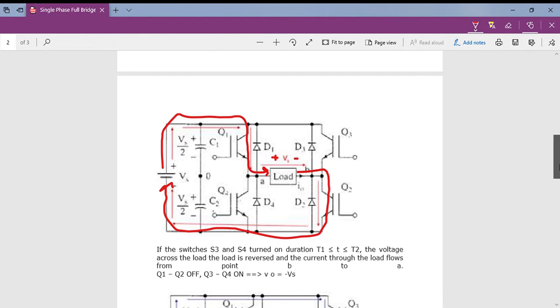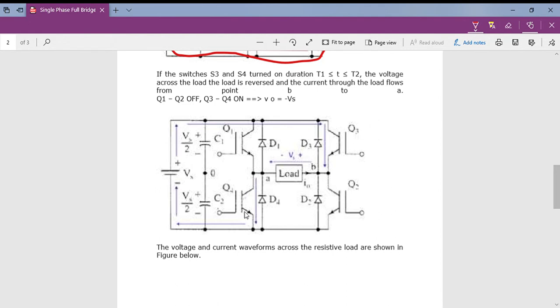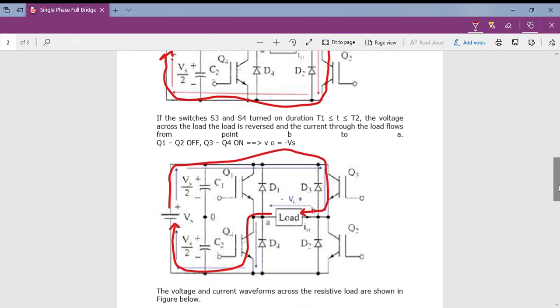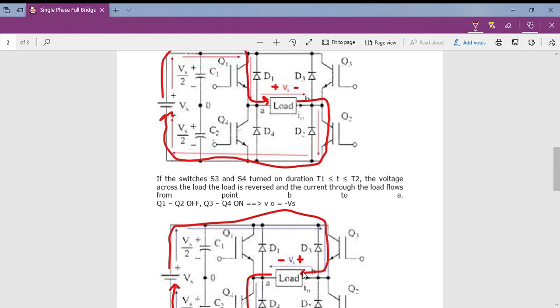In the next mode, when the Q3 and Q4 switches are in on state and Q1 and Q2 are in off state, the direction of the current should be from the source voltage to Q3, to the load terminal, then through Q4, and again to the source voltage. So across the load terminal we are getting reverse voltage with respect to the previous mode. As per the direction of the current, this terminal should be positive and this terminal should be negative.